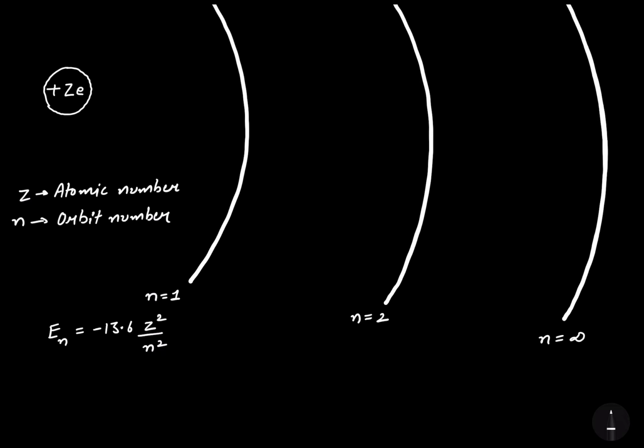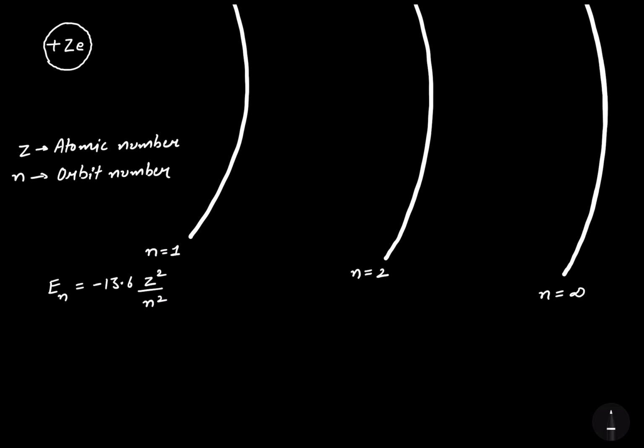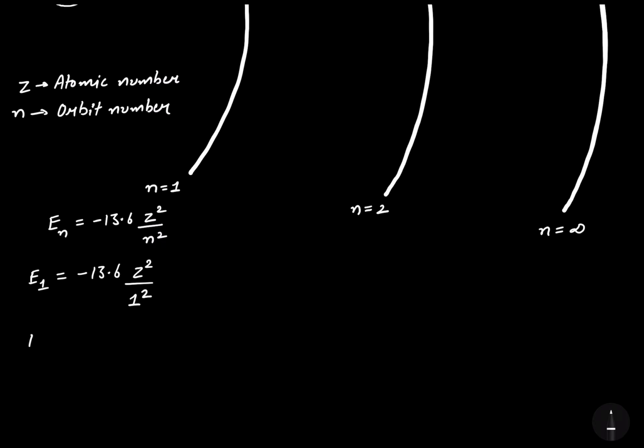So let's calculate it. For the first orbit, let's calculate the energy. So the energy of the very first orbit comes out to be minus 13.6 Z square. Now substitute the value of n to be 1. It comes out to be 1 square. So the energy of the first orbit comes out to be minus 13.6 Z square.